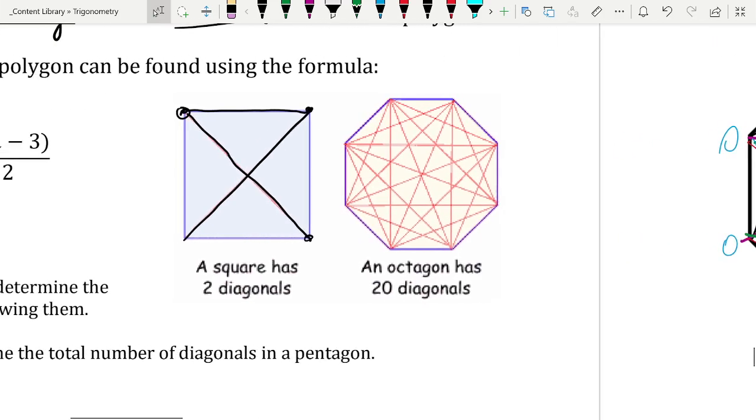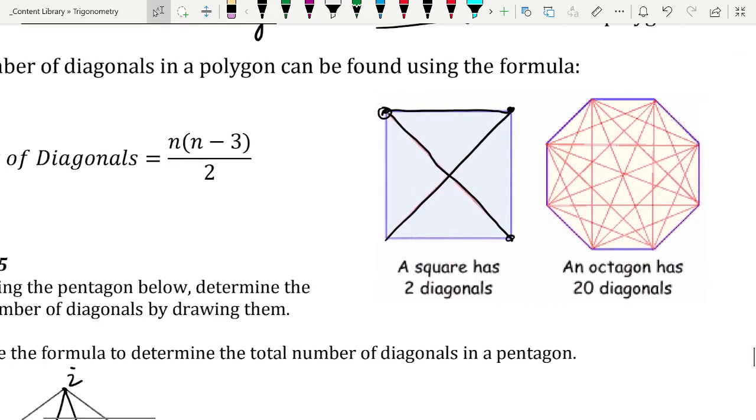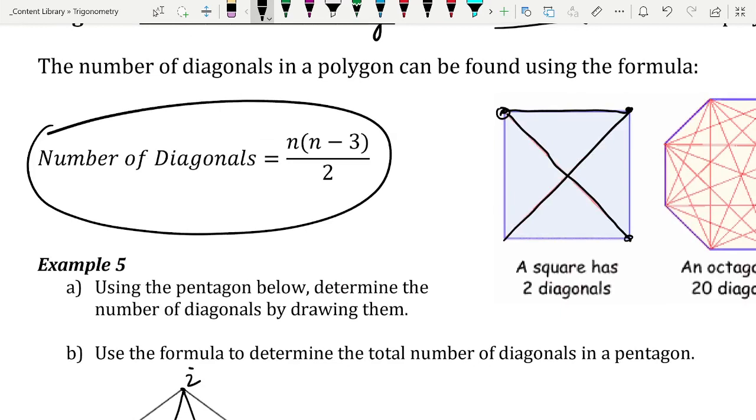So there must be an easier, I'm selling you something on late night TV. There must be a simpler way. There is. There's a formula. It's not Slap Chop. It's the number of diagonals formula, and it's a nice little formula.